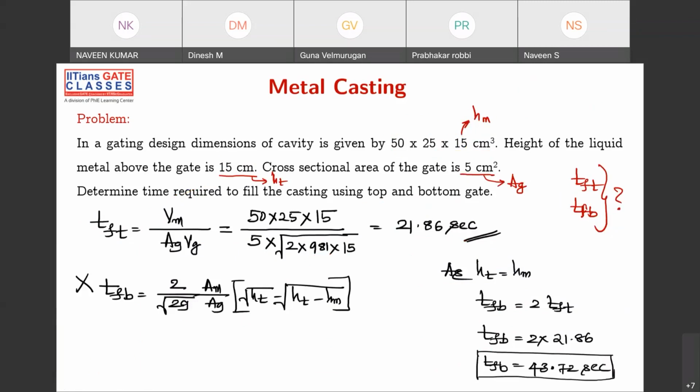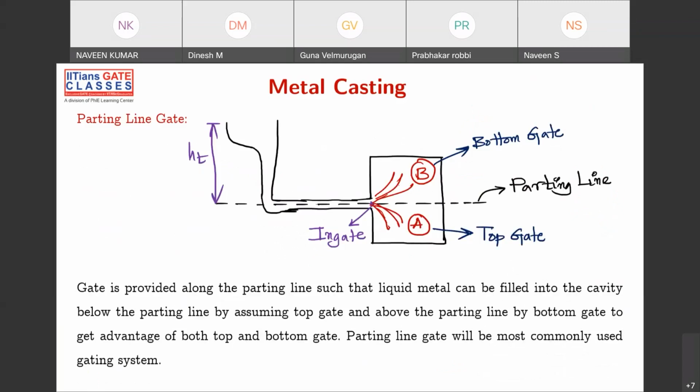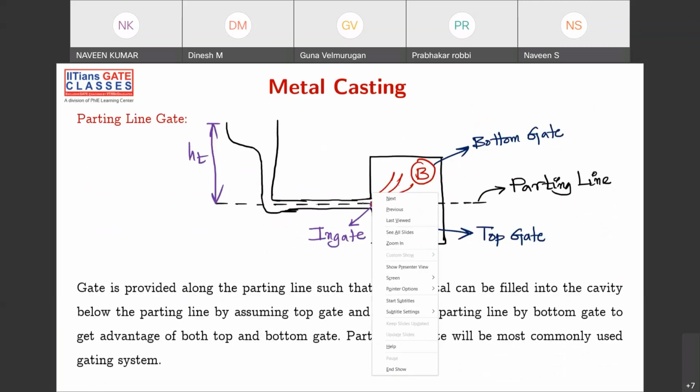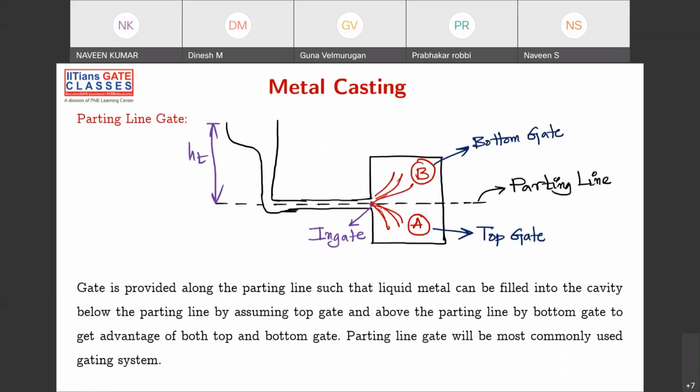Okay, fine. Now parting line gate. What is parting line gate? It's nothing but the gate is connected in between. I told you already, in between at the parting line, and some of the liquid is for the portion A. For the portion A, top gating system will be followed because the liquid is falling from the top. For the portion B, it is following the bottom gating system. Generally people use this kind of system very often, where the gating system is mixed. That is, the in gate is put near the parting line. Very commonly used. Fine.